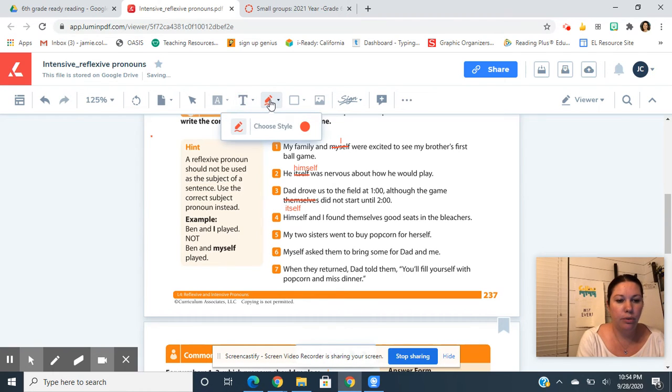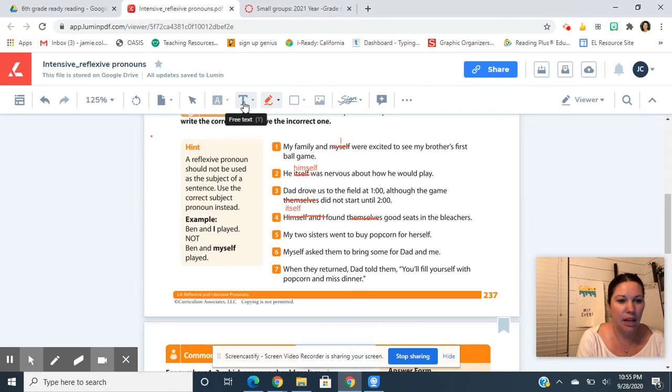All right, number 4. Himself and I found themselves good seats in the bleachers. Wow. That one just doesn't sound right, right? Himself and I found themselves good seats in the bleachers. So absolutely, we're going to take out himself and I. We're going to cross those ones out. And then we're also going to cross out themselves because that one doesn't work either. So himself and I, we're just going to change it to our regular pronoun, he and I.